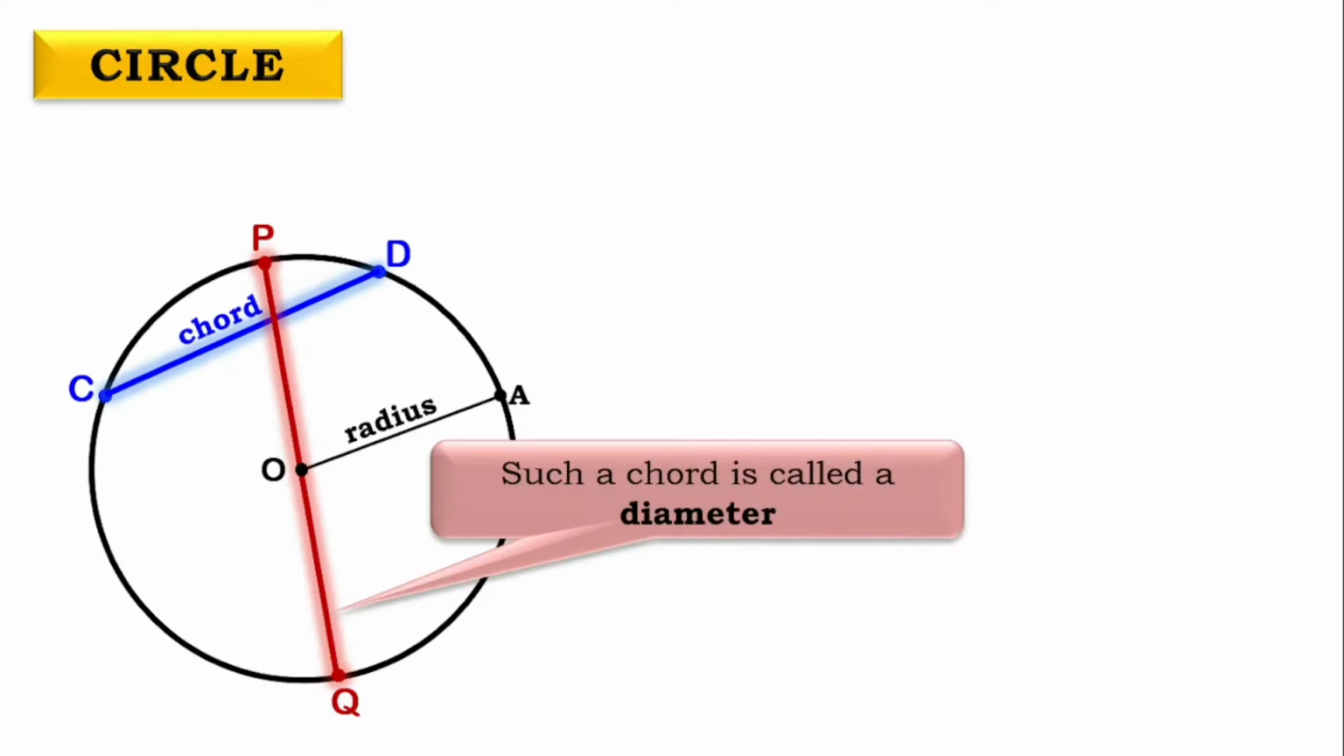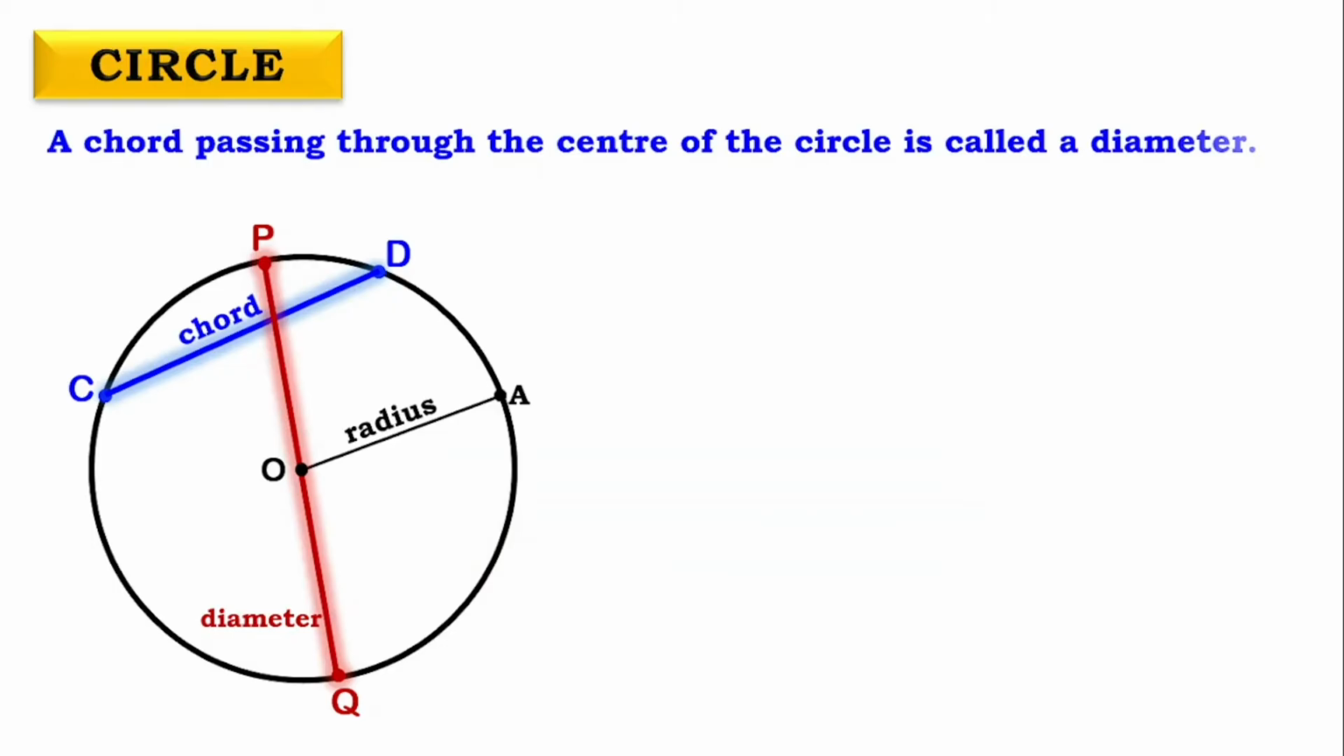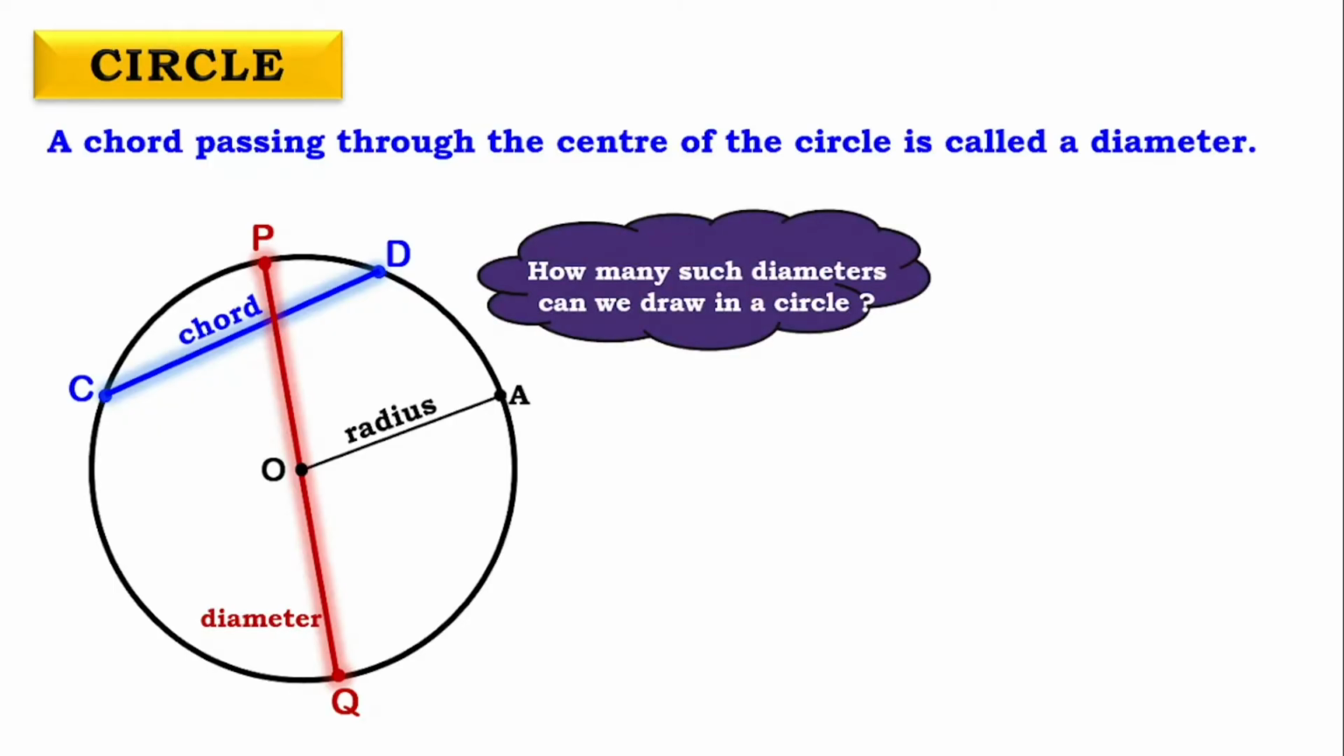Such a chord is called a diameter. So such a type of chord, which passes through the center of the circle, is called a diameter. Let us define this. This PQ is a diameter. A chord passing through the center of the circle is called a diameter. Understood? Moving forward, how many such diameters can we draw in a circle? We can draw infinite diameters, right?